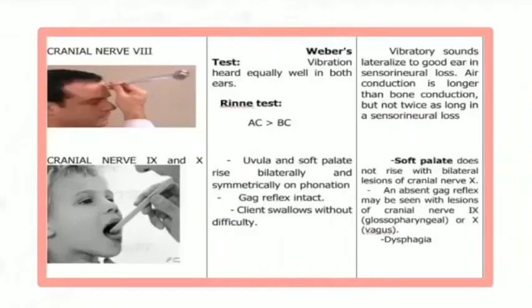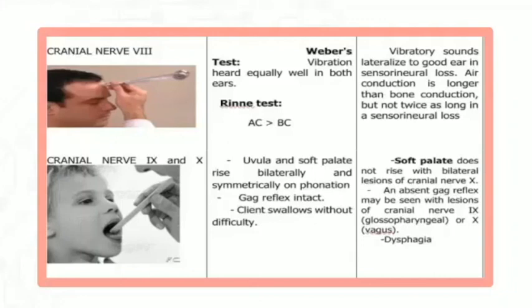Cranial nerve 8, or the vestibulocochlear nerve. In the normal findings, in the Weber test, the vibration is heard equally well in both ears. In the Rinne test, the air conduction is greater than the bone conduction. In the abnormal findings, if a hearing deficit is established during a Weber-Rinne test, it can differentiate a sensorineural from conductive hearing loss. A conductive hearing loss will show bone conduction greater than air conduction.